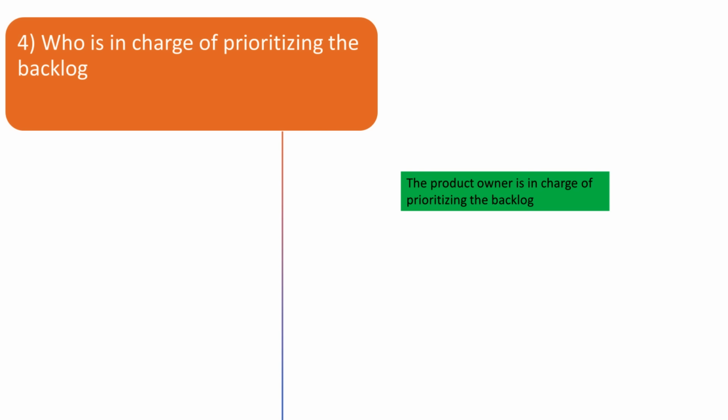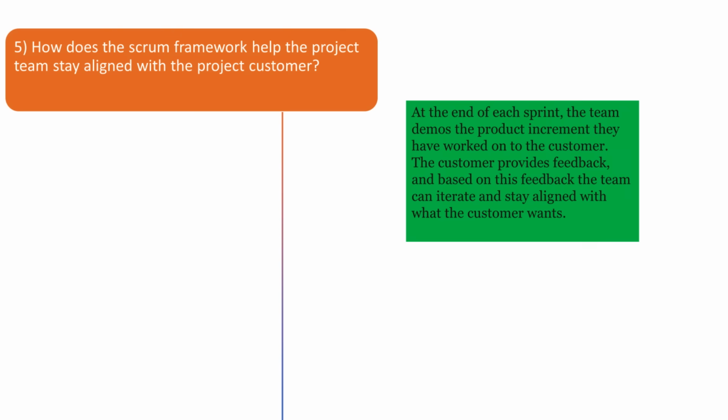Question 5. How does the Scrum framework help the project team stay aligned with the project customer? At the end of each sprint, the team demos the product increment they have worked on to the customer. The customer provides feedback, and based on this feedback, the team can iterate and stay aligned with what the customer wants. Please note that the customer can be external, internal, project sponsor, or other parties depending on the project.